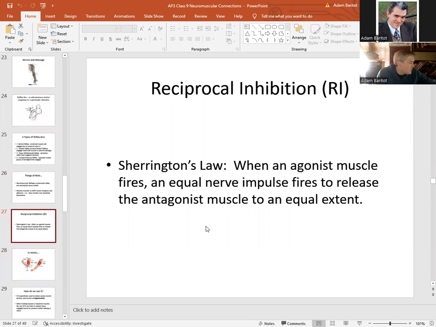The way they do that is often by engaging the opposite muscle to prevent damage to the primary muscle. When an agonist muscle fires, an equal nerve impulse fires to release the antagonist muscle to an equal extent. We call that Sherrington's law. You'll sometimes see it. It's basically Newton's third law in a nutshell for people who are engaging.